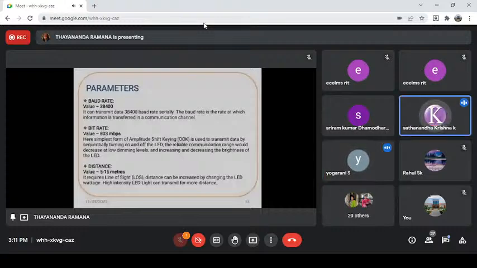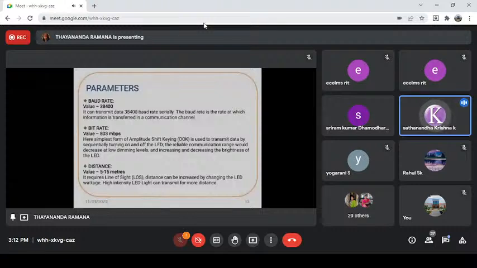The parameters are baud rate, whose value is 38400. It can transmit data serially at 38,400 baud. The baud rate is the rate at which the information is transferred in the communication channel. The bit rate value is 803 Mbps, because the simplest form of amplitude shifting is used to transmit the data by sequentially turning the LED on and off. The reliable communication range decreases at low dimming levels, with the decrease in the brightness of the LED. Usually the distance between the LED and the receiver is up to 5 to 15 meters. It requires a line of sight.